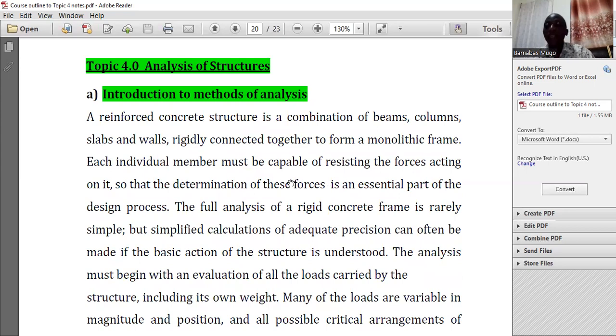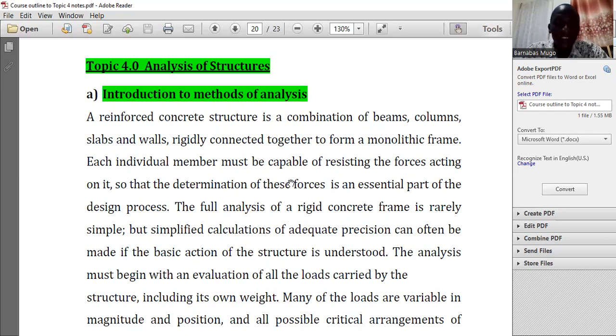So, in the analysis of the structure, I want us to introduce the way you are going to analyze the structure. In any structure, it must be rigid. The structure should be rigid. And when we are talking about reinforced concrete, it's a combination of the beam, the column, the slab, and the walling. And they are held together such that they act as one component, that is a monolithic frame.